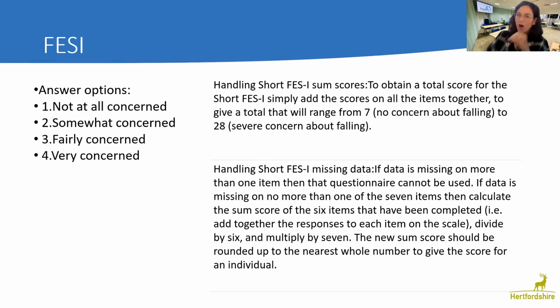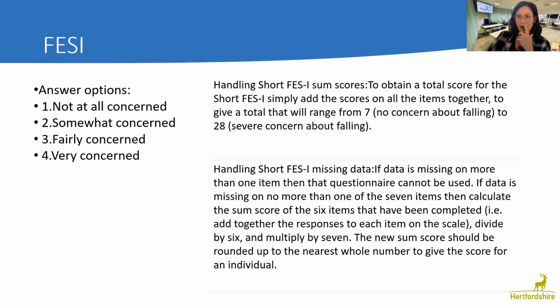You can't use this if there is more than one item that you can't answer, because then it doesn't make it a valid or reliable tool. If there is only one you can't answer, then what we do is we calculate the sum of 6 instead of 7. Then we divide it by 6 and multiply by 7. So then we get a new sum score rounded up to the nearest whole number.